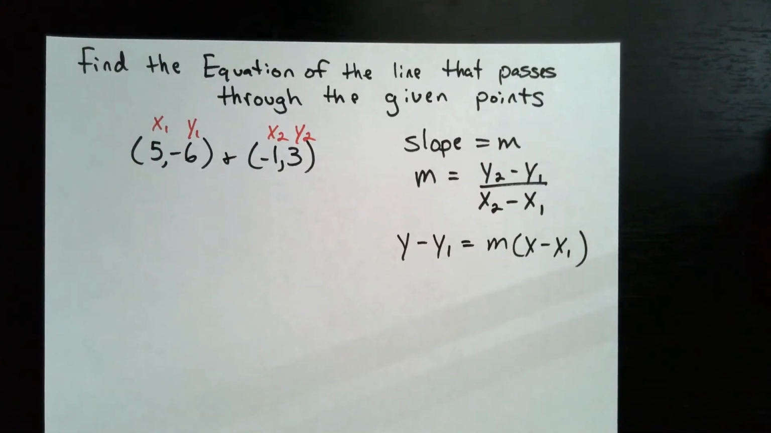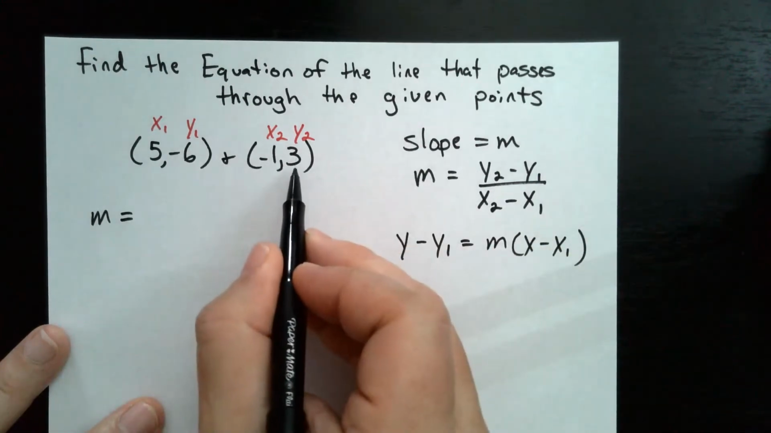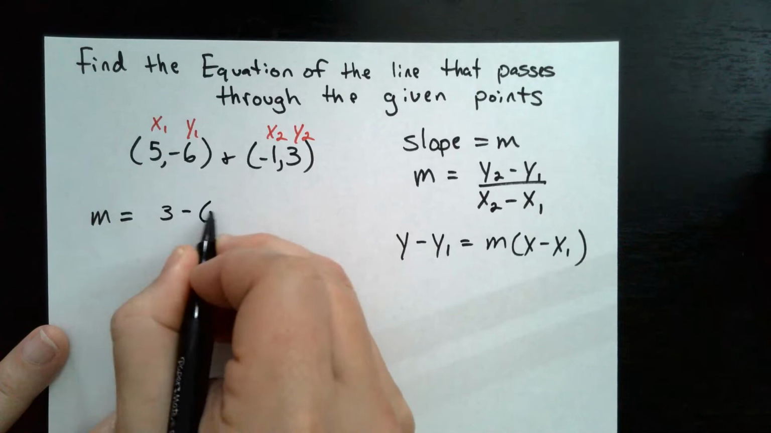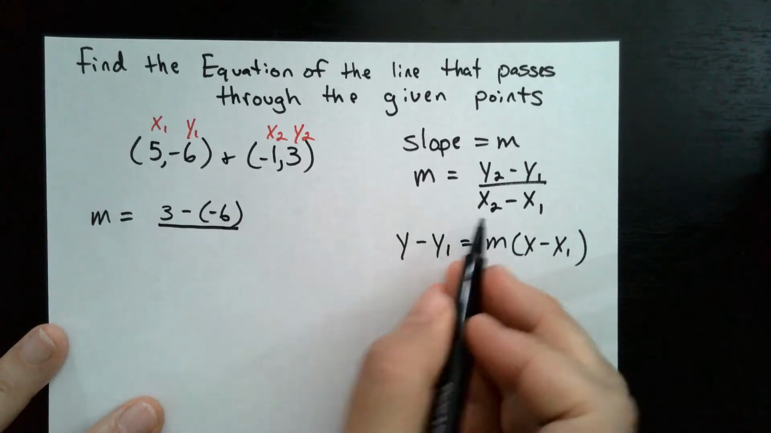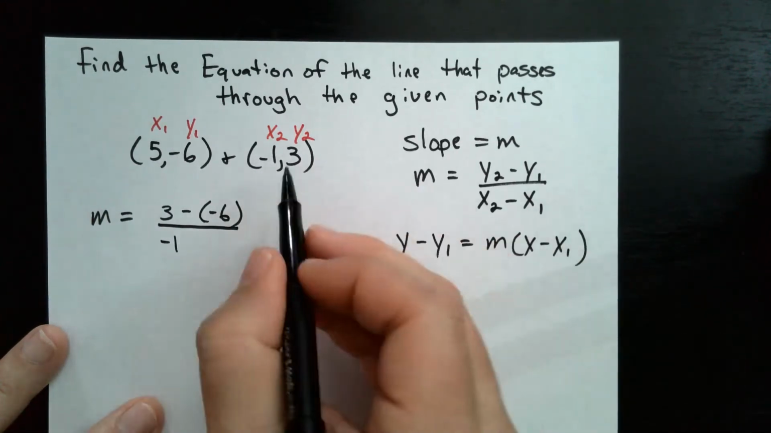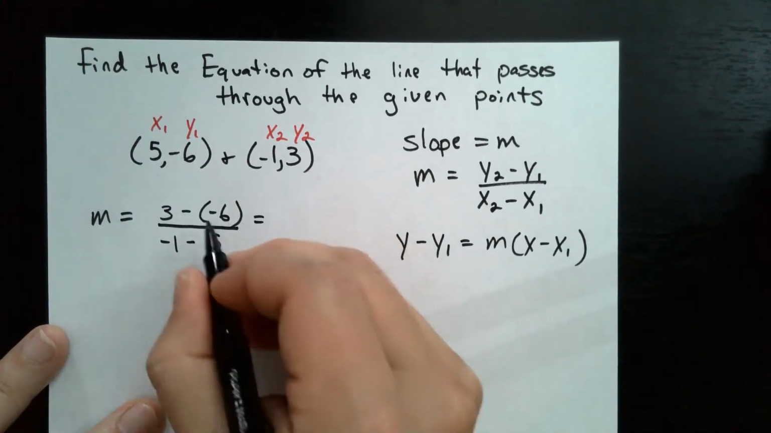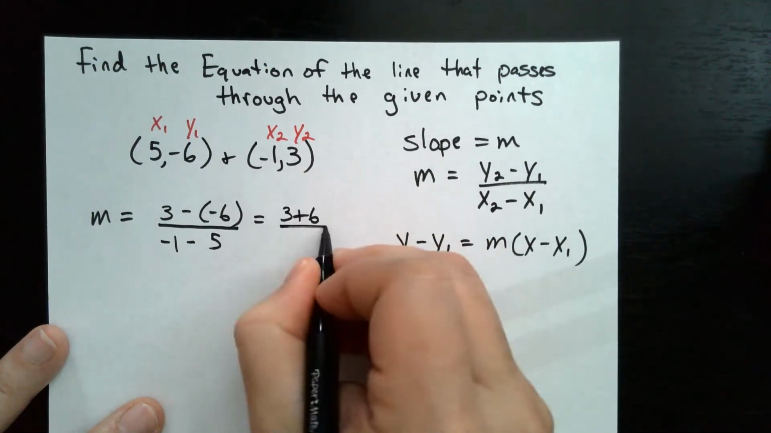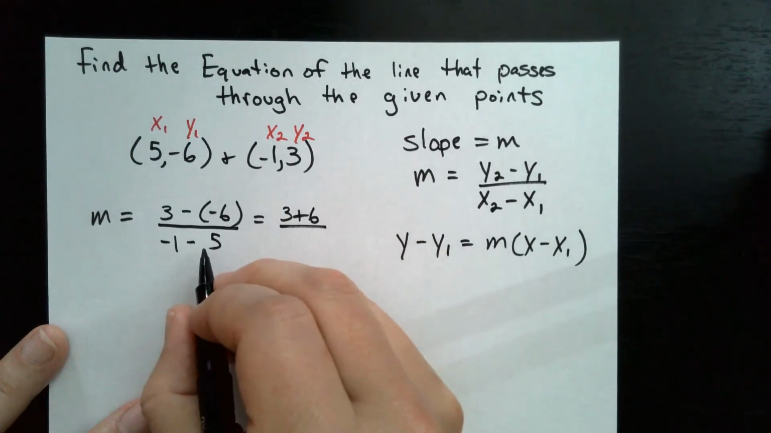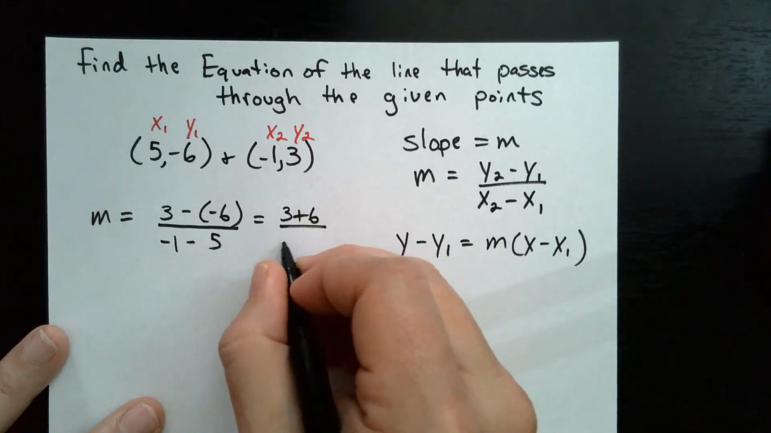For our first problem, we first want to find the slope. So we plug in the numbers. y2 minus y1, so that's 3 minus a negative 6, divided by x2 minus x1, which would be negative 1 minus 5. Keep in mind when you have a negative and another negative here, that's going to turn into a positive, so that's going to be 3 plus 6. And on the bottom, negative 1 minus 5 is negative 6.